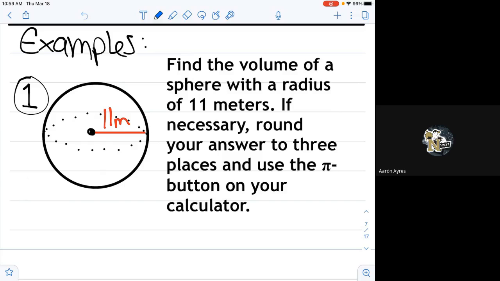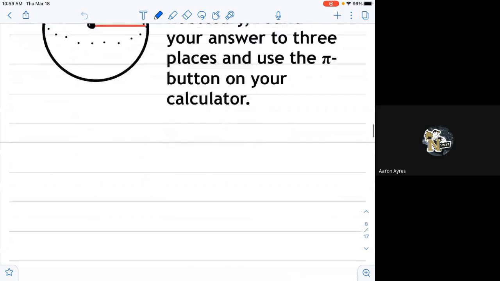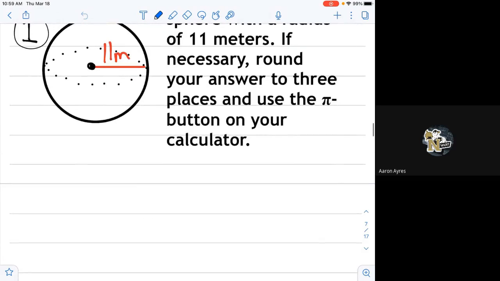Again, we start by writing down the formula, correct? I didn't write down the formula for this one, so I'm going to do it right here. So V equals 4/3 pi r cubed. Don't let the 4/3 distract you. We're going to break that down a little bit, and we're going to do it in parts. We're going to multiply by 4 first. We're going to divide by 3 last. We'll make it all work out. That'll be fine.